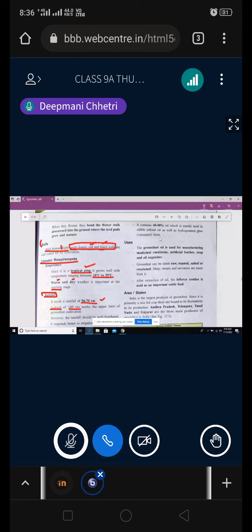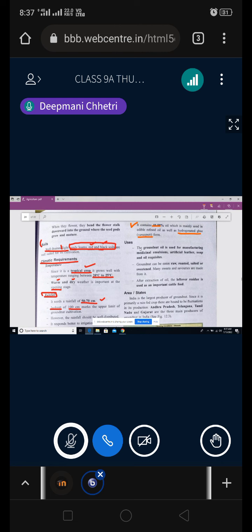Now, where is this groundnut basically used? It is basically used as hydrogenated ghee, that is vanaspati form. We must have been using vanaspati oil and all that, vanaspati ghee and all that. So many of you use it, yes or no? So that is where it is actually used.